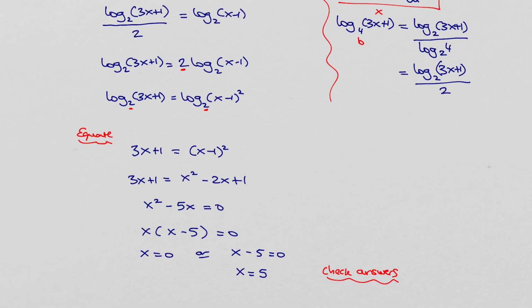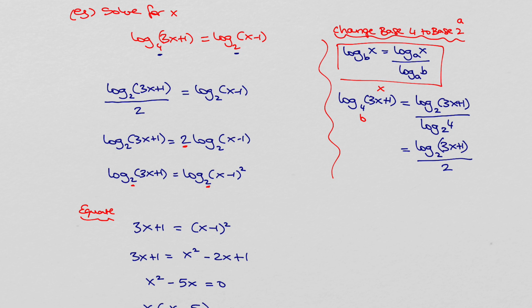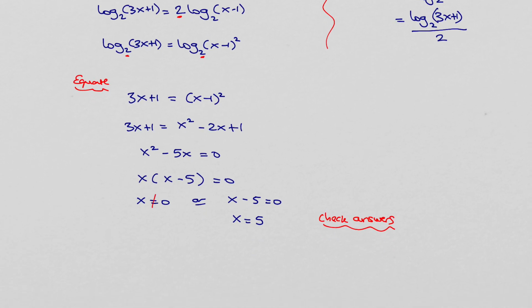So if I go up to the top to what I originally started with, if I have x is 0, that gives me log of 0 plus 1 to the base 4, so log 1. But on the right-hand side, if I have x equals 0, that leaves me with log of minus 1 to the base 2. And I cannot have a negative log, which means I must discard x equals 0. That gives a negative log.